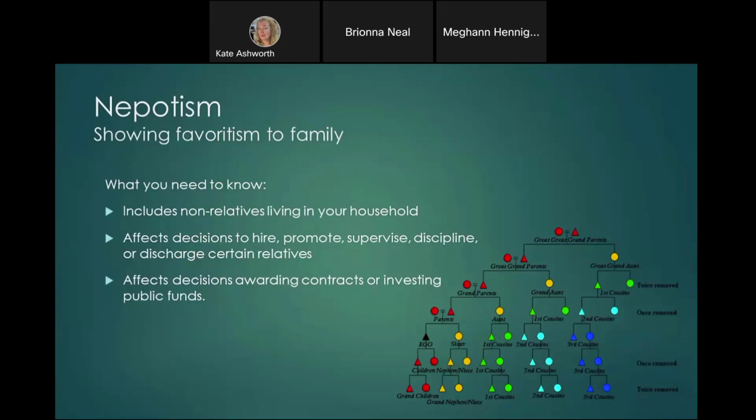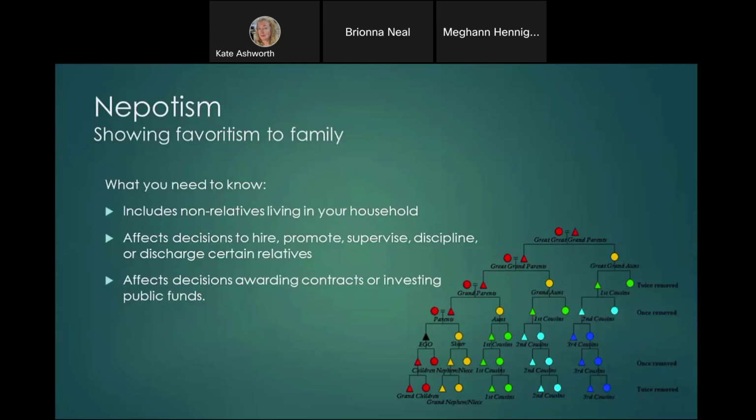And that could mean so many different things, right? If you have a boarder or a roommate, it does not have to be a blood relation. If you're involved in a decision regarding any of those things, that could be a possible violation of the Public Officers Law and the nepotism rules.